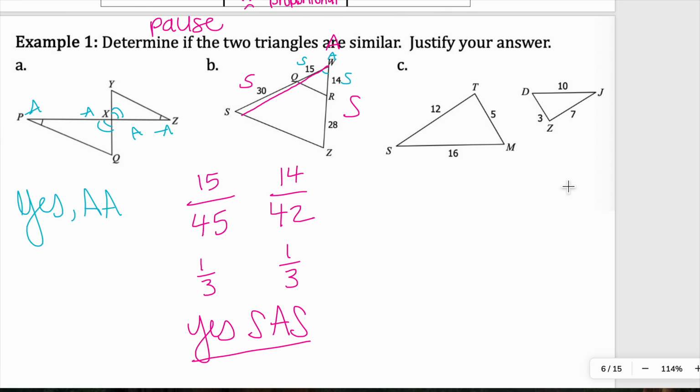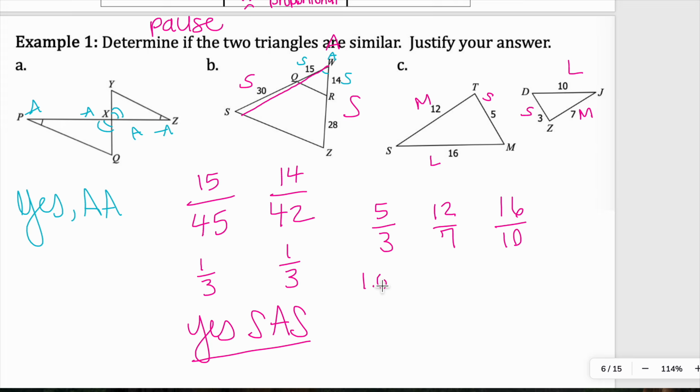This third one, the only way we would be able to prove it is using side, side, side. So let's go ahead and talk about what we can match up. And again, because these are all switched around, I'm going to label this as a small side, medium side, and large side to match with the other small, medium, and large. So small to small would be 5 to 3, medium to medium would be 12 to 7, and large to large would be 16 to 10.